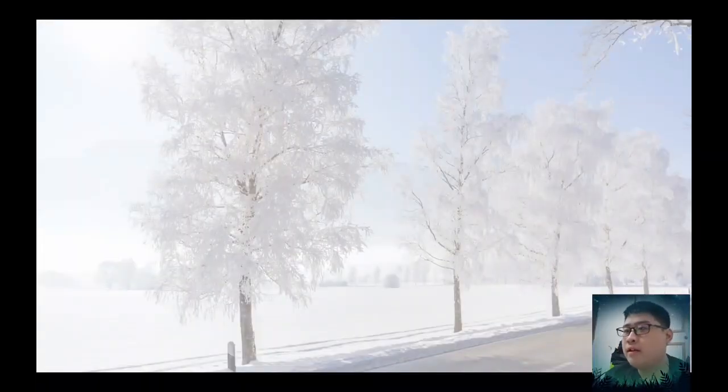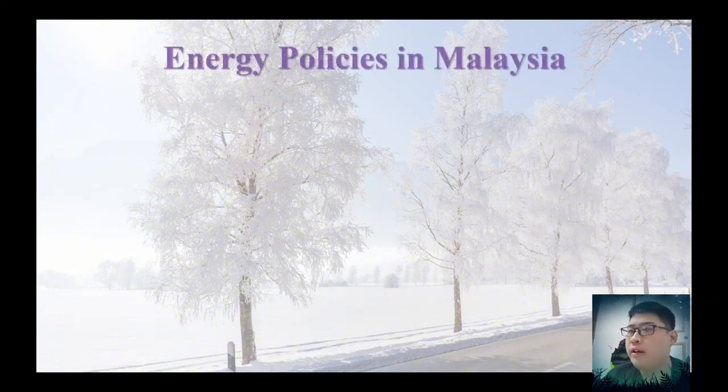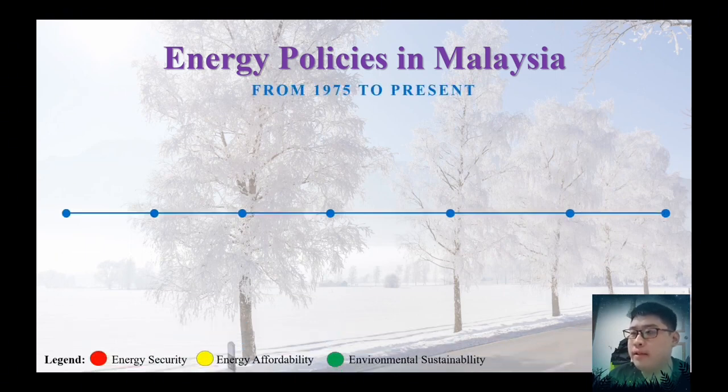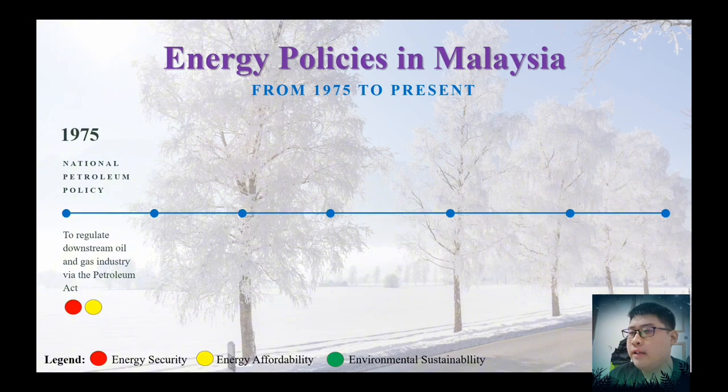Good day, my name is Carl. I am going to discuss the energy policy related to general RE introduced in Malaysia from 1975 until present. There are several energy policies introduced before emphasizing on renewable energy. National Petroleum Policy 1975 regulates the downstream oil and gas industry via the Petroleum Act 1974.